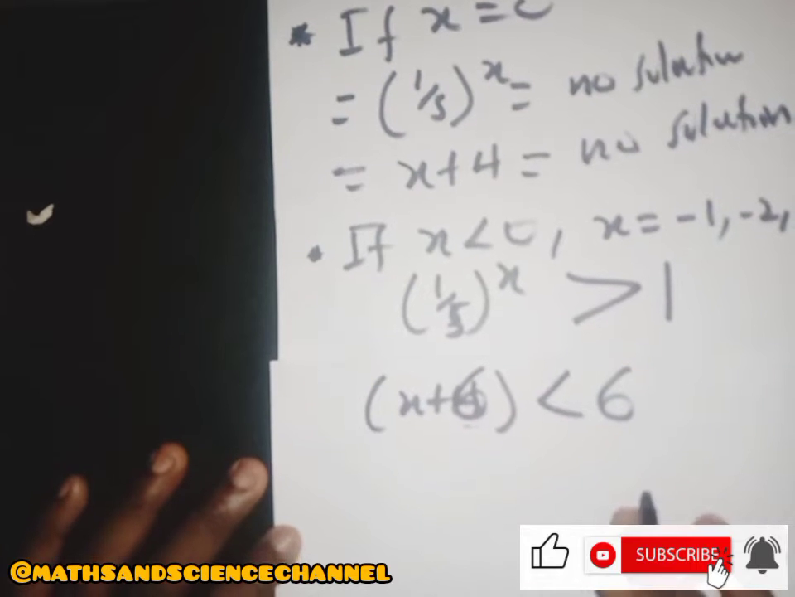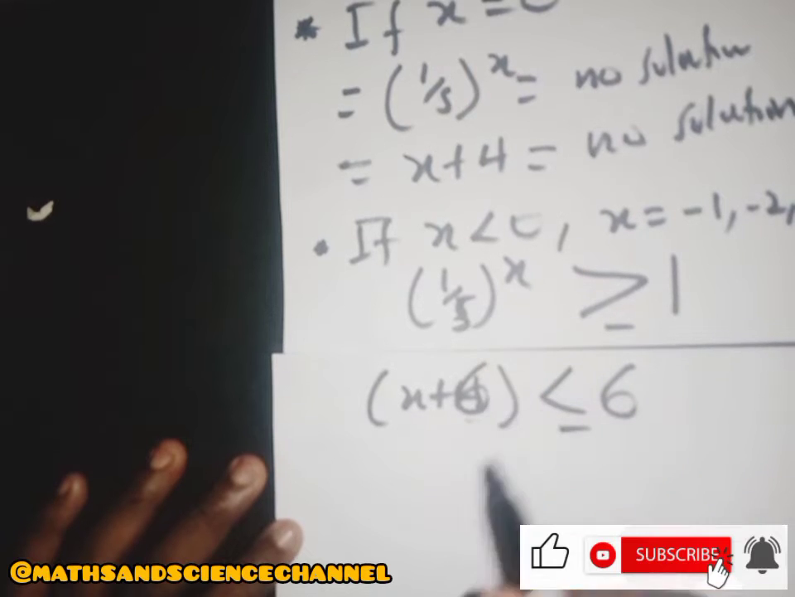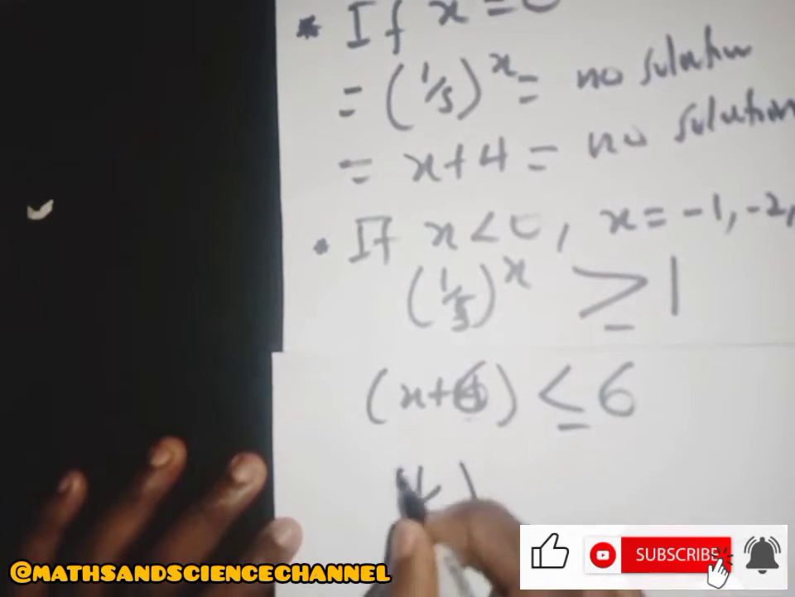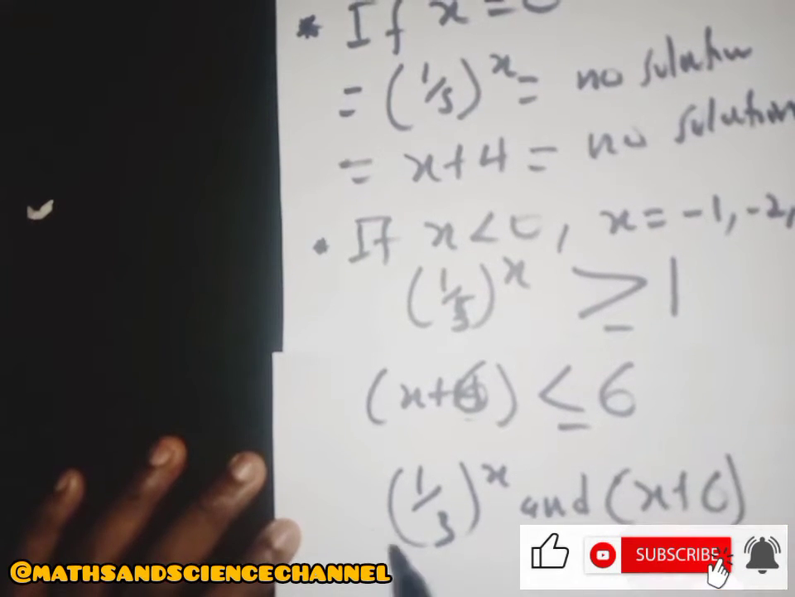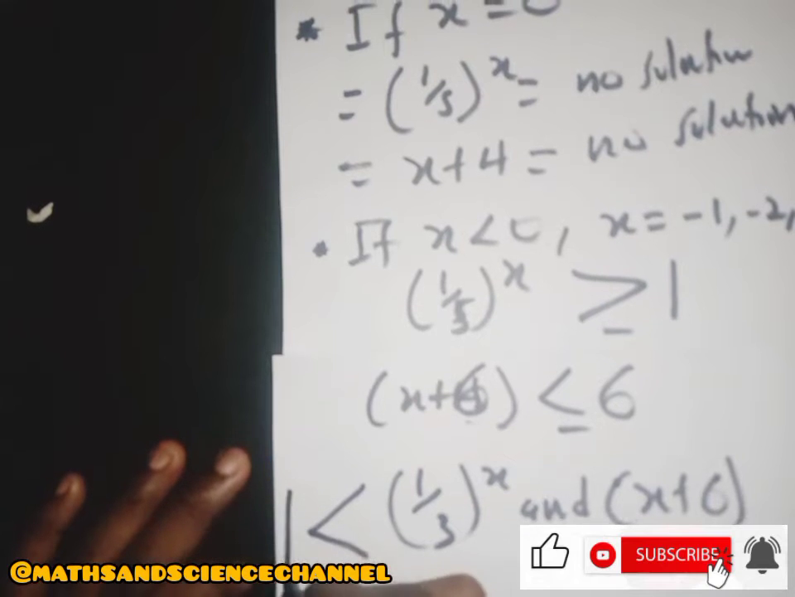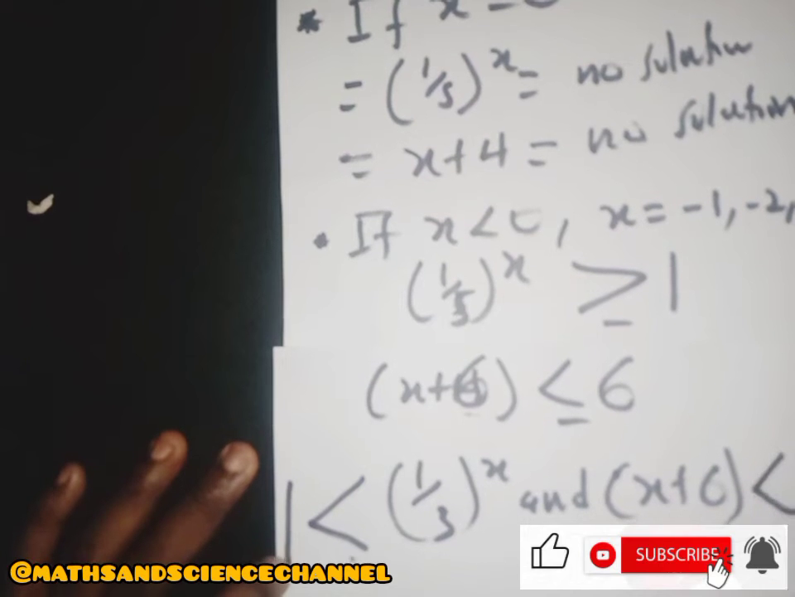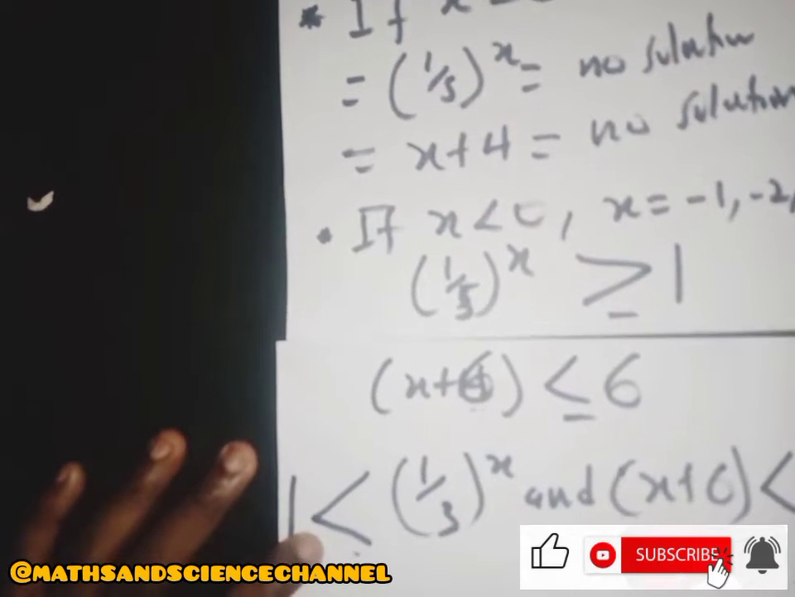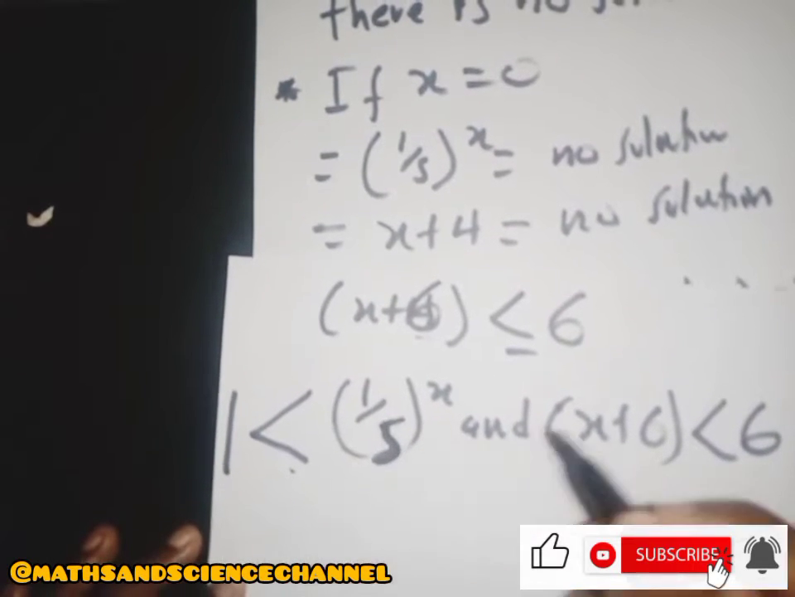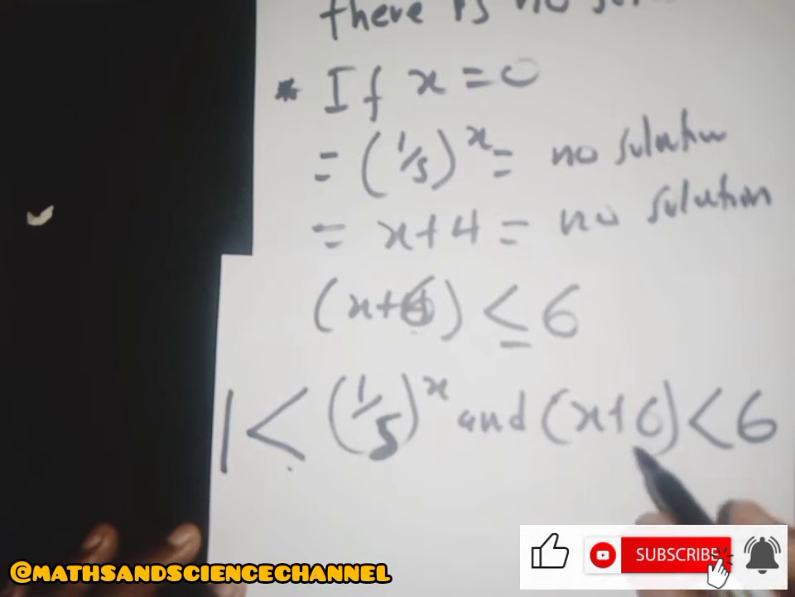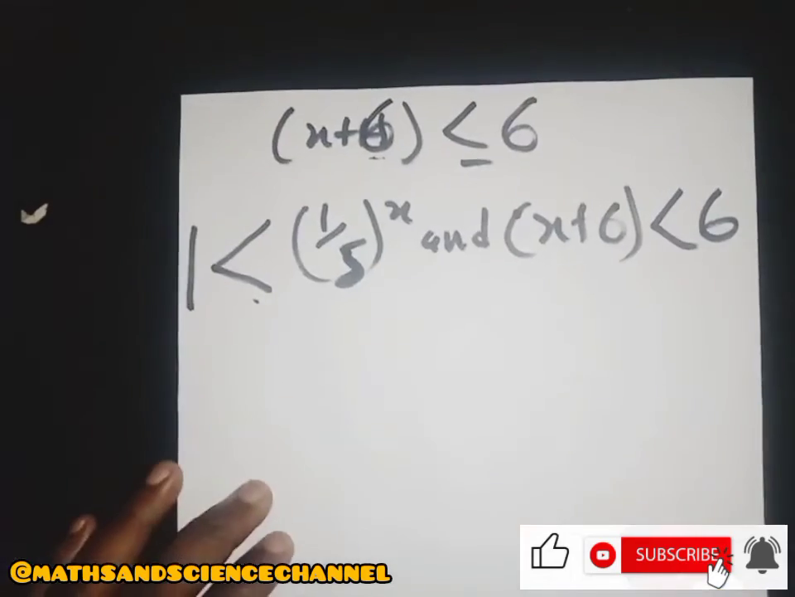But if you consider these two conditions, you realize that our whole functions, which are 1 over 3x and x plus 6 here in this case, will be greater than 1, but less than 6. So this will be the range of values that the function 1 over 5x and also s over s plus 6 will fall into. So let's check for that.